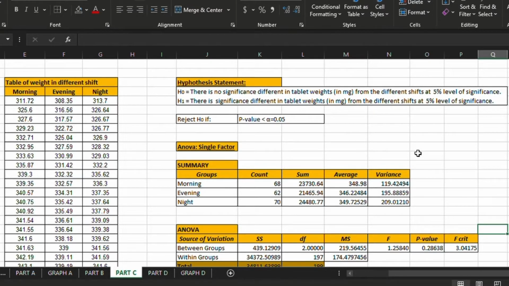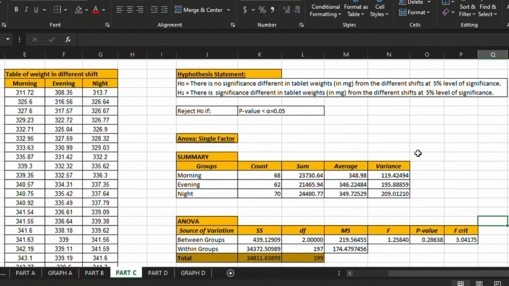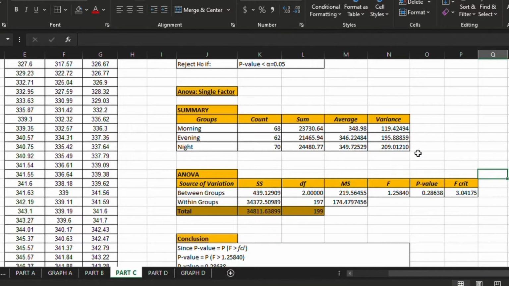So the first thing that we need to do is we need to sort and filter the data based on the shift. There are 3 shifts, which is morning, evening and night. After we sort the data, we can analyze the data based on the ANOVA method. So after we do the analysis of variance, using the ANOVA method, we can get the summary of the data and the ANOVA data that we needed.